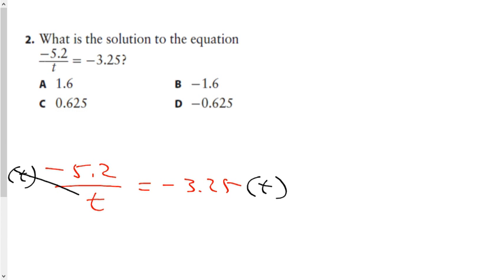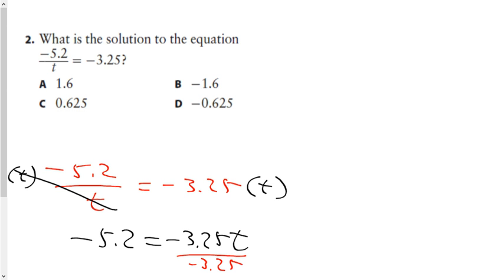Okay, that's going to be opposite operations of dividing by t, leaving me with just my negative 5.2. And I have negative 3.25t as my equivalent value. Now I'm going to divide both sides by my coefficient, and t is isolated. And its value is negative 5.2 over negative 3.25.